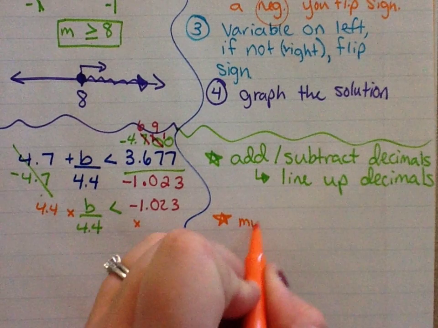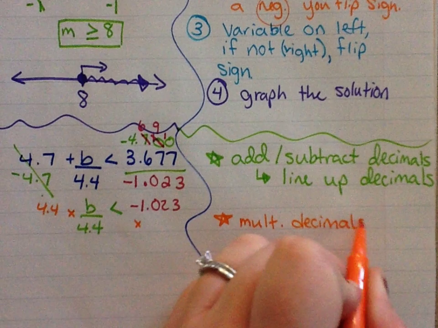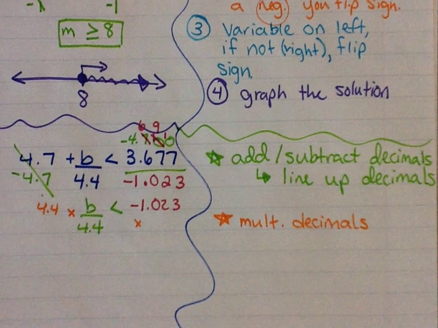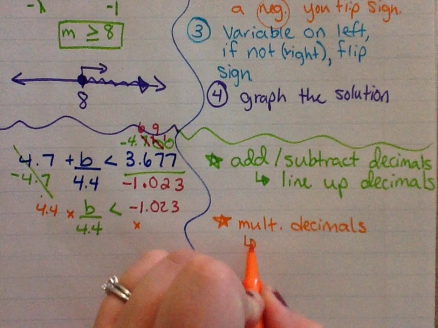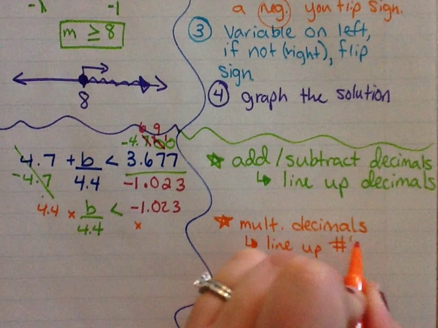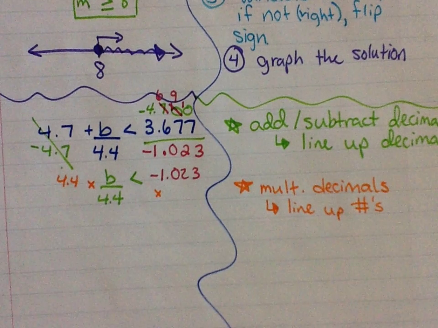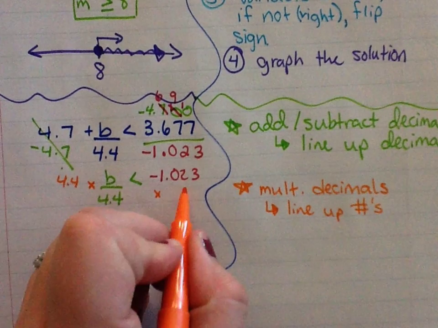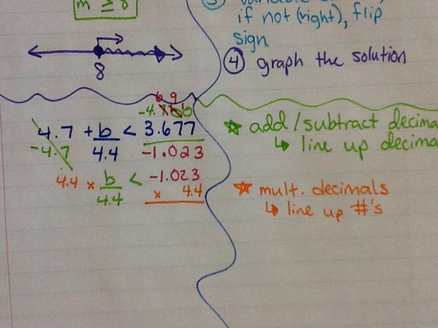So when you multiply decimals, please add this in if you struggle with decimal operations. Mark, make sure you're following along, please. When you multiply decimals, line up the numbers, not the decimals. I'm going to use the symbol for numbers to save space. Line up the numbers. So if I line up numbers, 4.4 is going to go at the very end of 1.023.